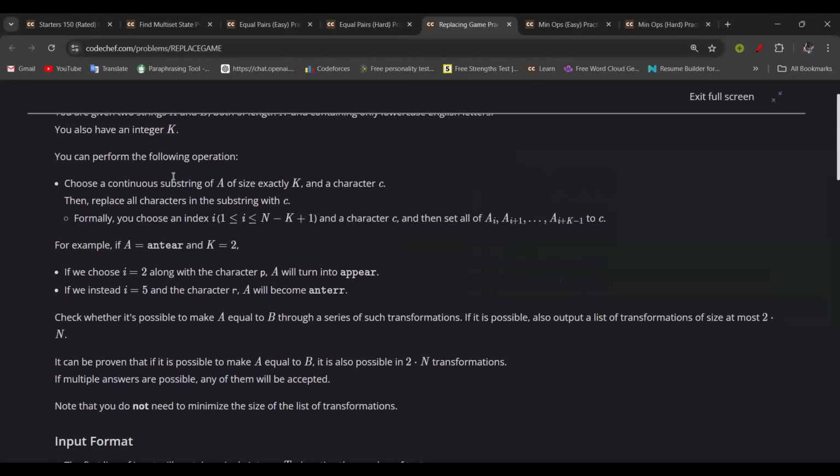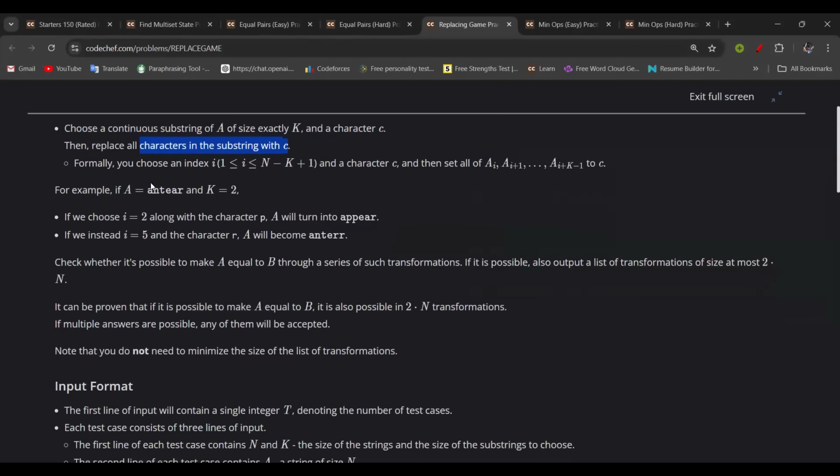You can perform the following operation. Choose a continuous substring of A of size exactly k and a character c. Then replace all the characters in the substring with c. For example, if you have this string and the given value of k is 2, it means you can select any substring of size exactly 2 and replace that whole substring by a character of your choice. So if you selected i equal to 2, it refers to the substring from i equal to 2 and 3, length 2. So this "nt" is replaced by a character of your choice.